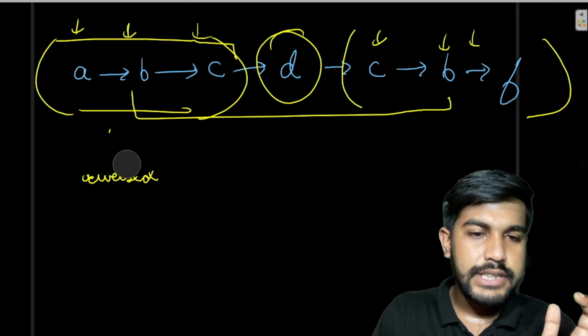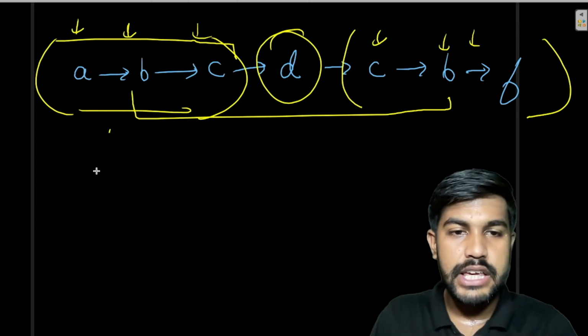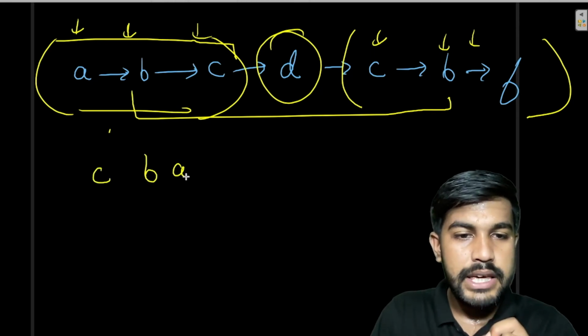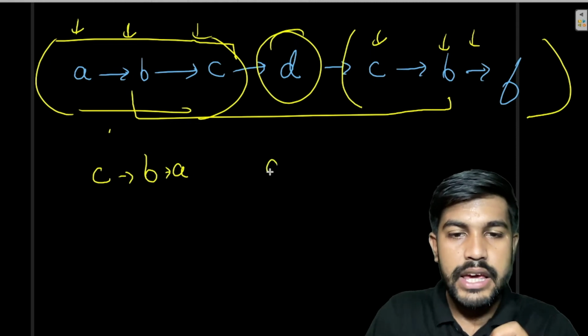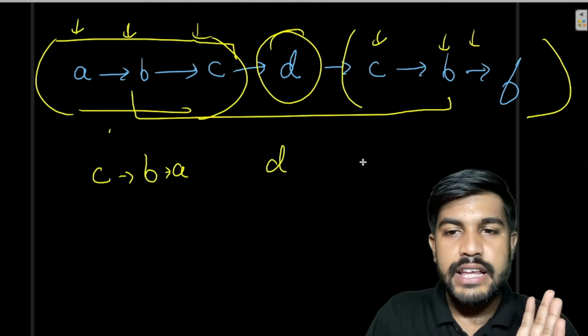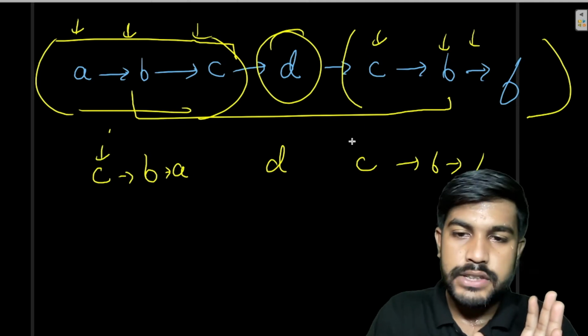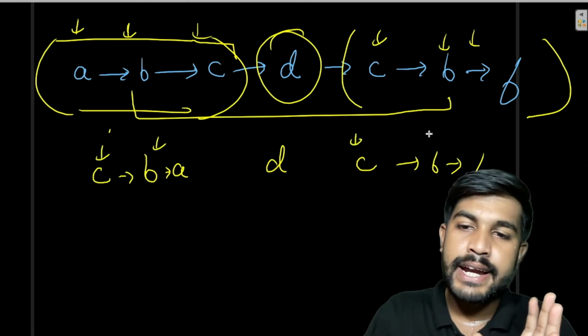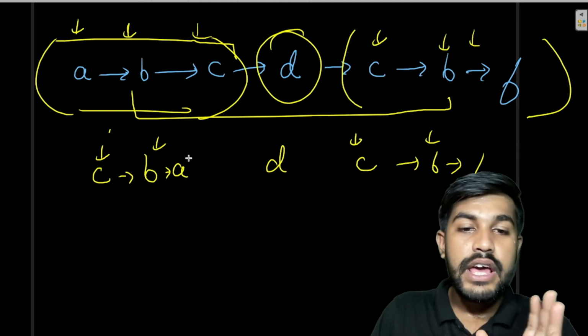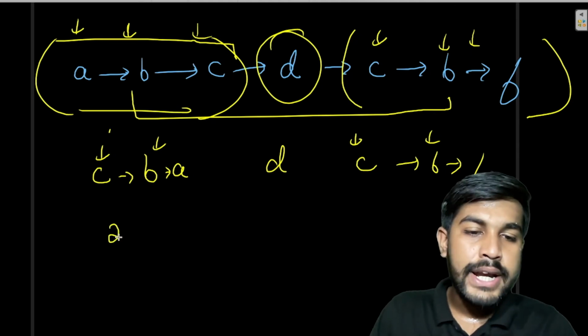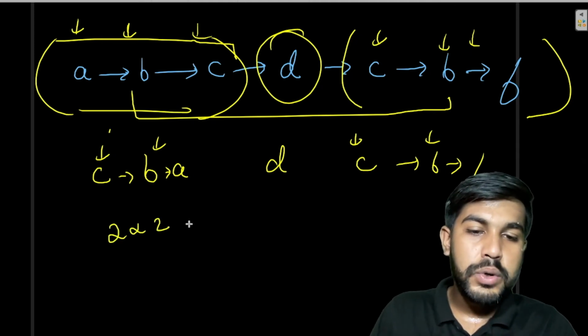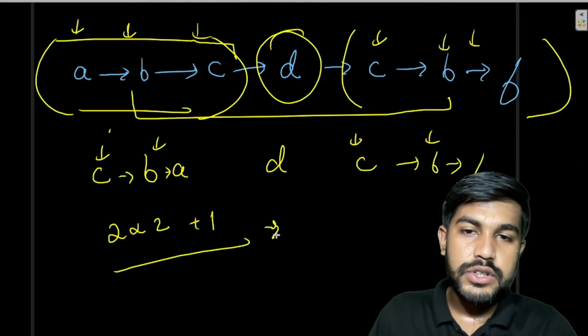Let me show you also. Suppose ABC, if we reverse it, it would be C, B, and A. Here we have left D aside, and then we have C, B, and then F itself. So we would compare the first character, then the second character. Third character is not matching, so we know two characters are matching. 2 into 2 plus 1, that is why the answer to this is 5.